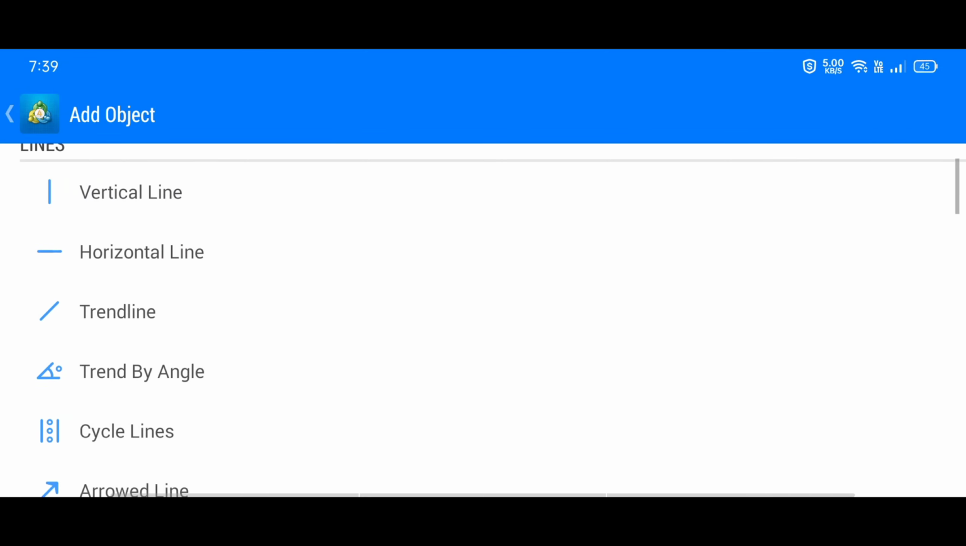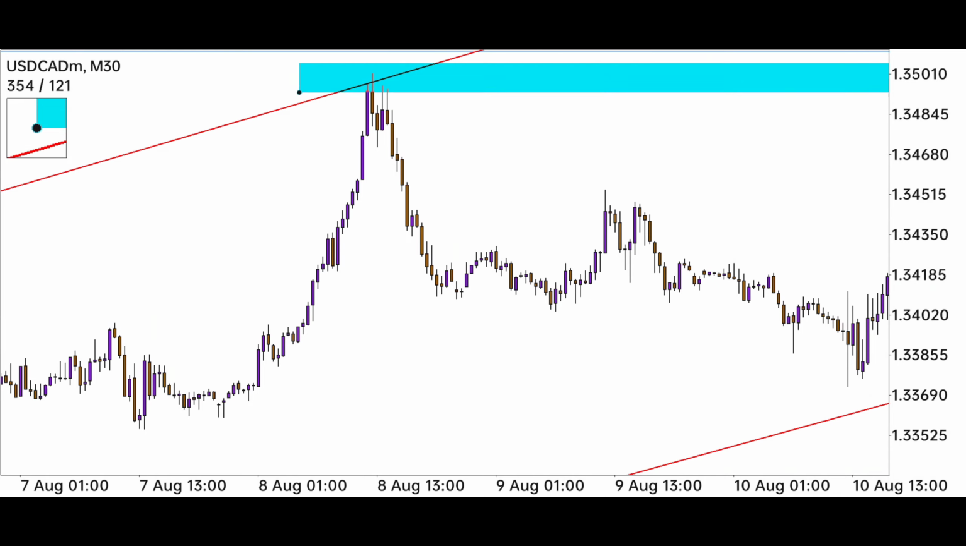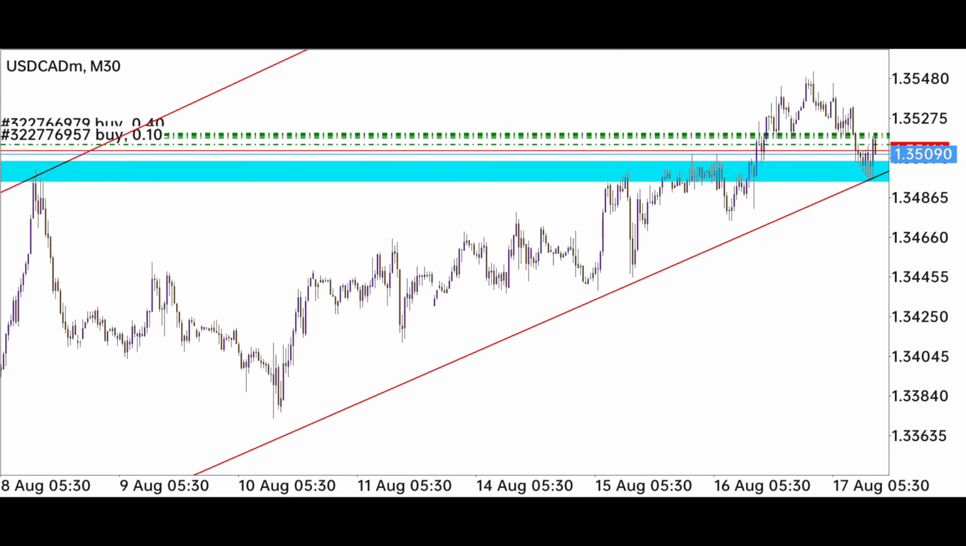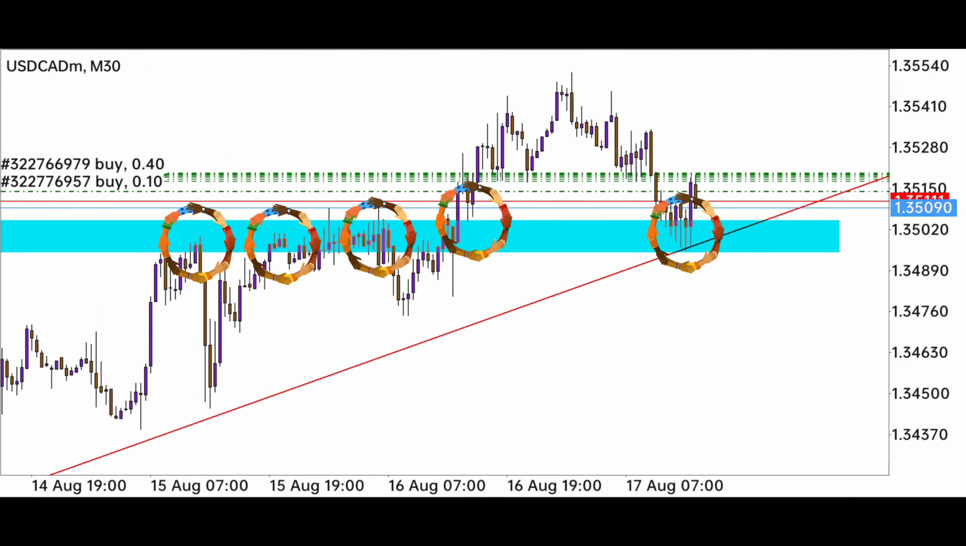For this I am using the rectangle tool. At this level the market has created multiple support resistance points. At this level the market has repeatedly reversed, from which we can predict future reversal points. Here you are seeing resistance and support points. The market has followed this level very well.